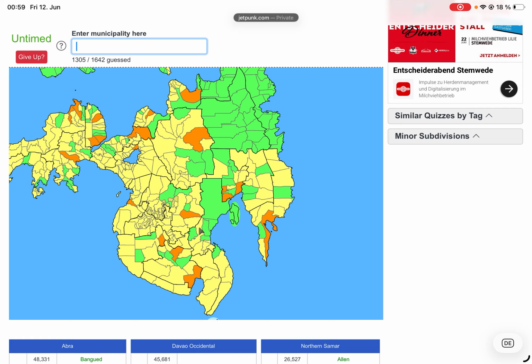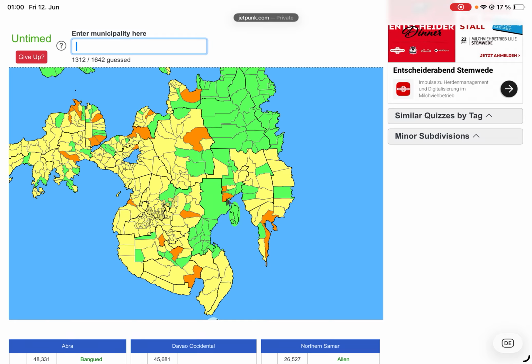Then here we have Bansalan, Matanao, Padada, Sulop, Kiblawan, and Malalag. So that was the province of Davao del Sur. Now we have the province of Davao del Norte, that's this one right here, and there the capital is called Tagum.